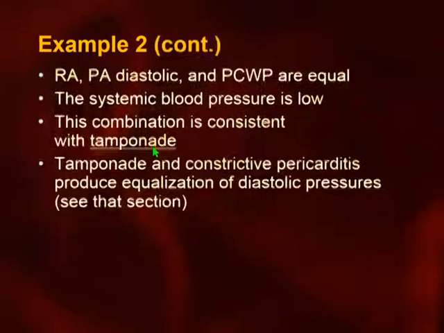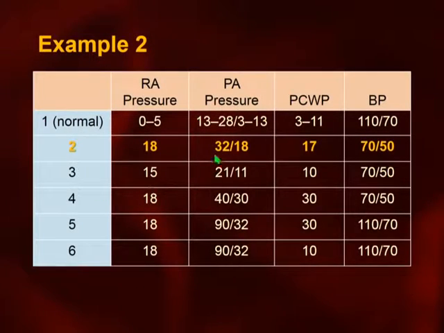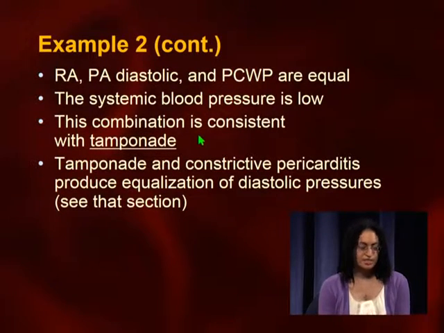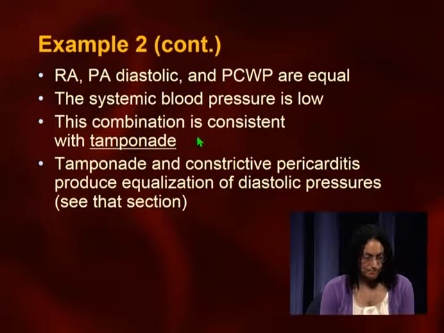Here, the right atrial pressure is elevated, as are the PA and wedge, and if you'll notice, the diastolic pressures are equalized. Okay, RA pressure is 18, PA pressure is 18, wedge pressure is 17. This is called equalization of diastolic pressures, and there's systemic hypotension. So that is a combination that's consistent with cardiac tamponade.